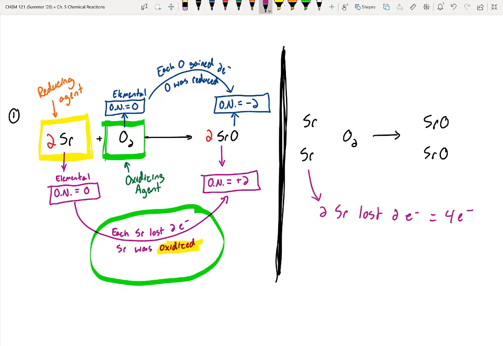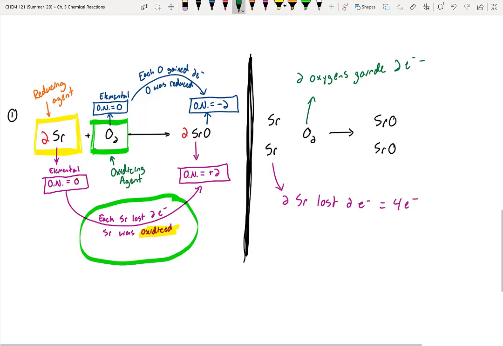Okay. And then over here, oxygen, we said each oxygen, so 2 oxygens, gained 2 electrons, again adding up to 4 electrons. So that's another unique thing that we don't get into a lot in Chem 121, but we also need to balance our electrons during these redox reactions.